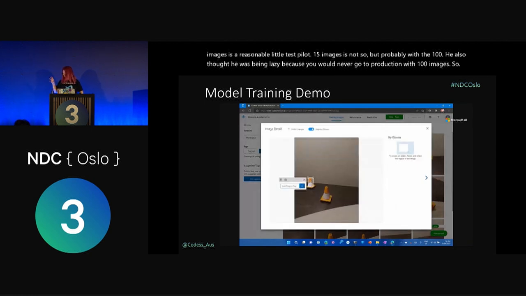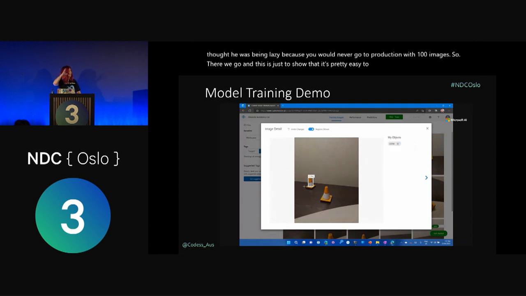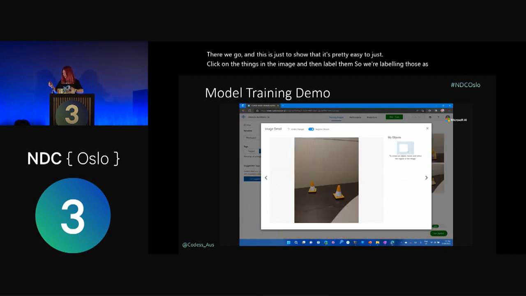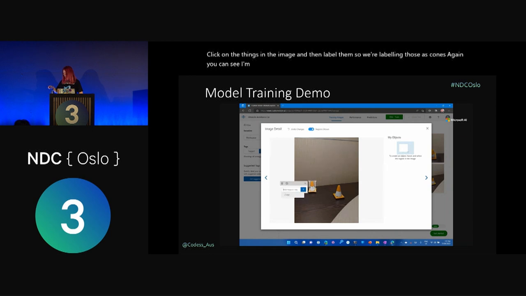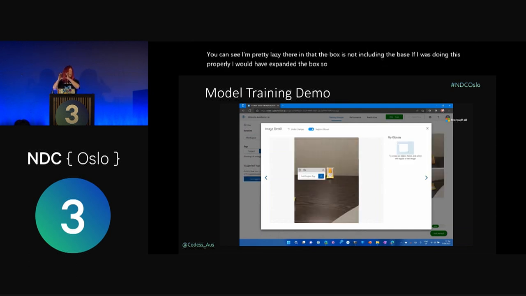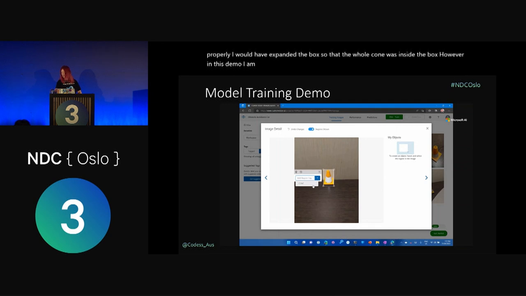So there we go. And this is just to show that it's pretty easy to just click on the things in the image and then label them. So we're labeling those as cones. Again, you can see I'm pretty lazy there in that the box is not including the base. If I was doing this properly, I would have expanded the box so that the whole cone was inside the box. However, in this demo, I am just letting it go with what it's done and putting those in there.